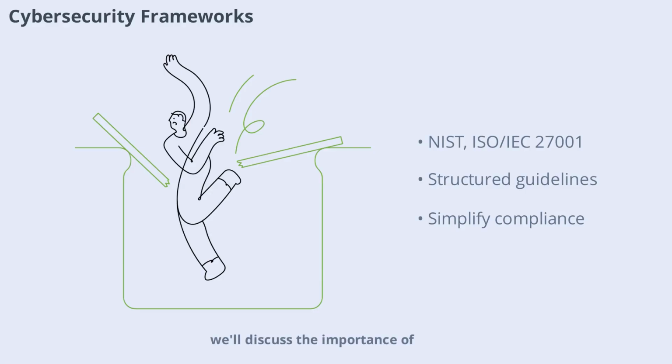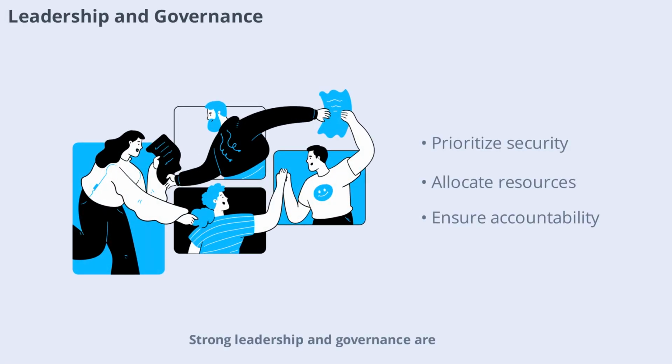Next, we'll discuss the importance of leadership and governance in cybersecurity compliance. Strong leadership and governance are essential for effective cybersecurity compliance. Senior management must set the tone by prioritizing security and allocating resources. Governance structures such as security committees and designated officers help oversee compliance efforts. Clear policies, regular reporting, and accountability ensure that everyone understands their responsibilities. Leadership commitment is often scrutinized during regulatory audits.